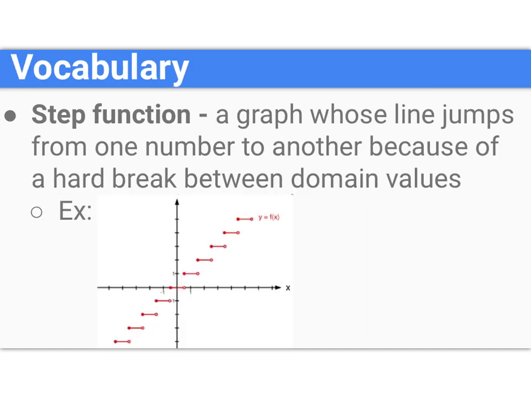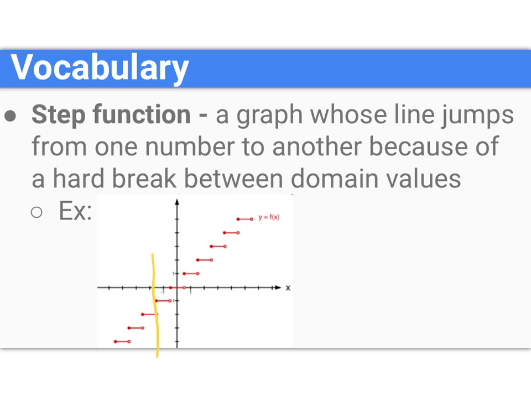Here's our vocabulary. What you've got to know about a step function is that there are open circles and closed circles. And if you drop a vertical line, you say, well, Mr. Walls, that hits this graph in two spots.